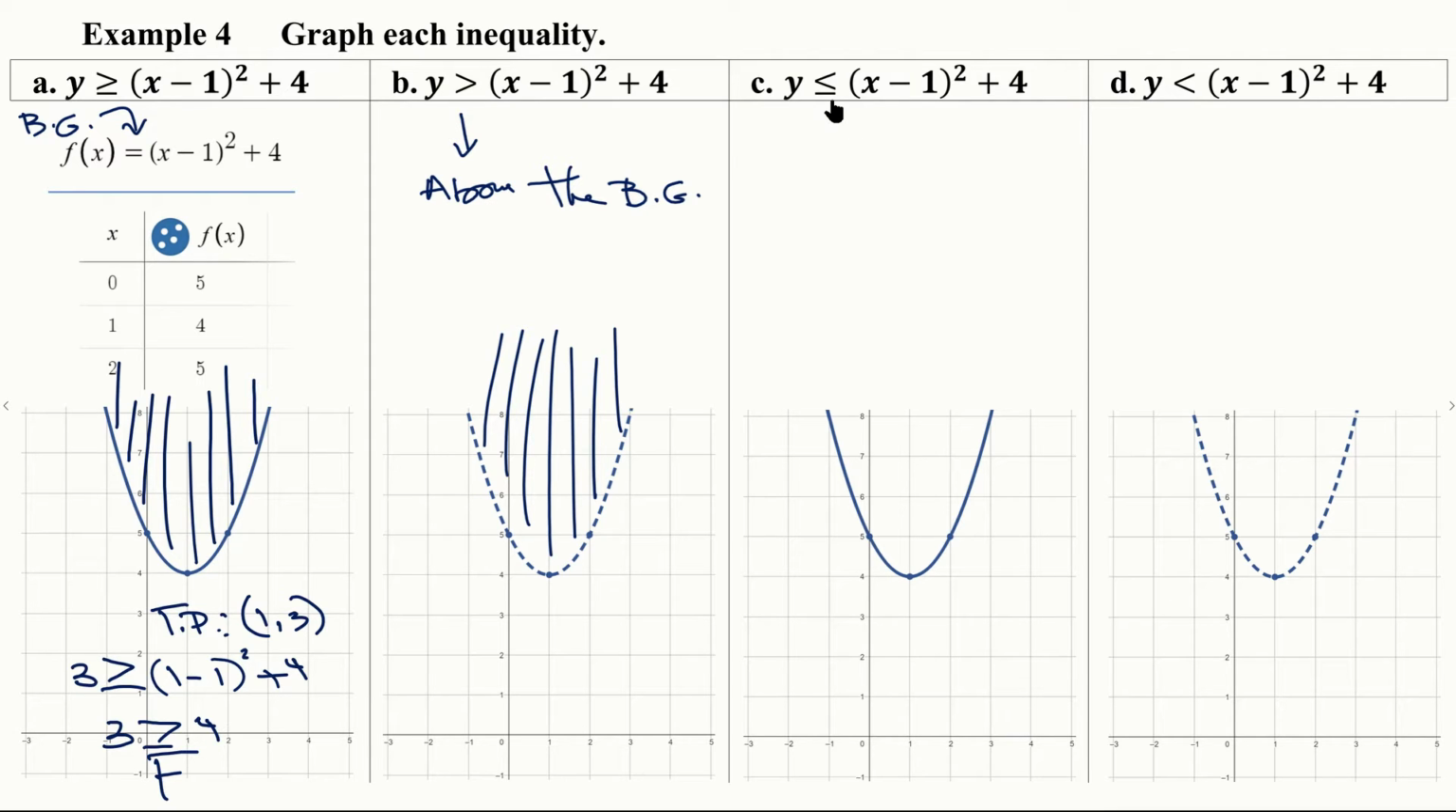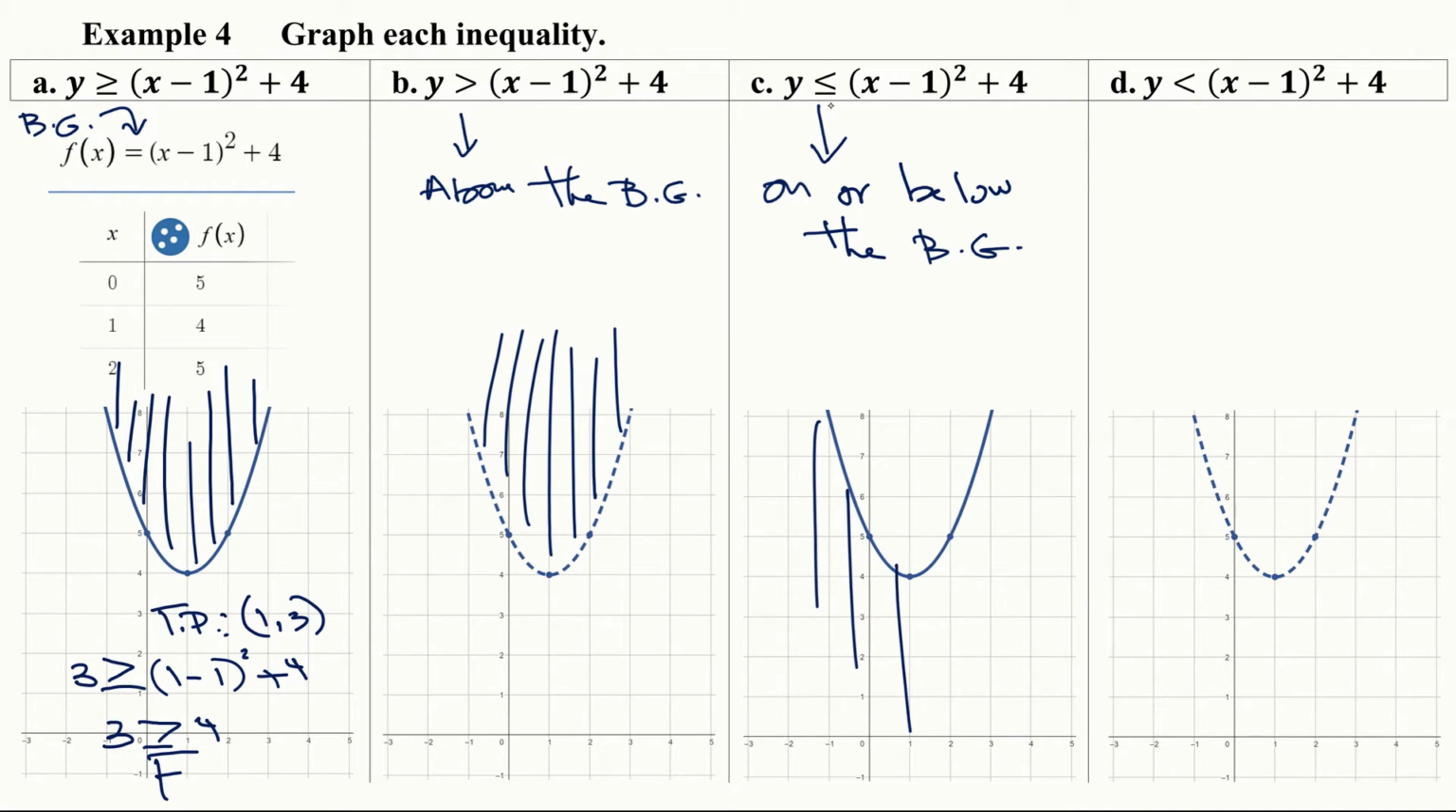For this one, less than or equal to, we're going to want all the points on or below. Whenever there's an equal to, that means the boundary graph itself is part of the solution. And then you have to decide whether you need to go above or below. So on or below the boundary graph. So here we're going to shade below.